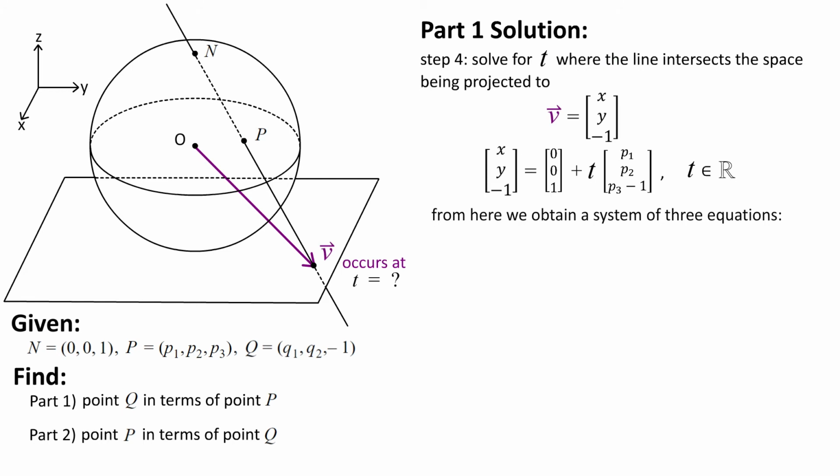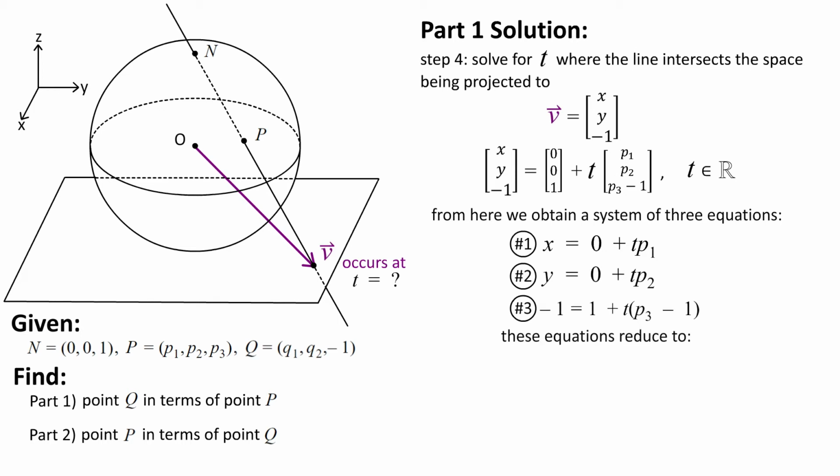From here we get a system of 3 equations for the 3 Cartesian coordinates of vector v. The first equation is x equals 0 plus t times p1, the second equation is y equals 0 plus t times p2, and the third one is -1 equals 1 plus t times (p3 minus 1). These equations then reduce to x equals t p1, y equals t p2, and -2 equals t times (p3 minus 1).